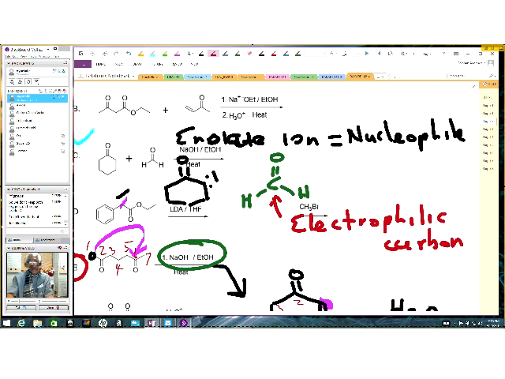So whenever you perform the aldol condensation, the alpha carbon will react as your nucleophilic carbon, and the other carbonyl carbon will react as the electrophilic carbon. Now what happens is, the alpha carbon will lose two hydrogens, and the electrophilic carbon will lose its oxygen, and then you replace that carbonyl with a carbon-carbon double bond. So that is what you have in the aldol condensation.